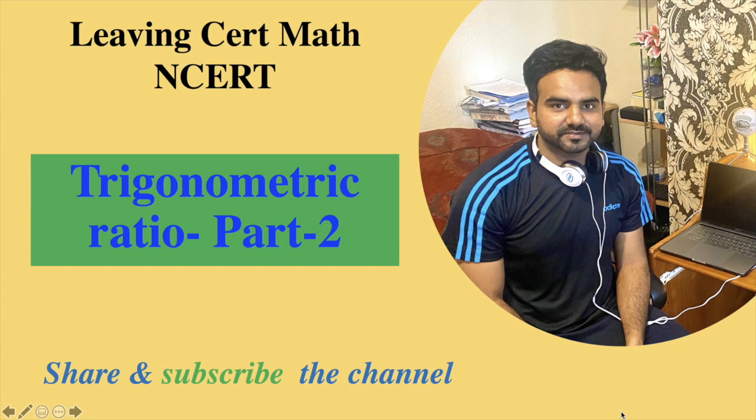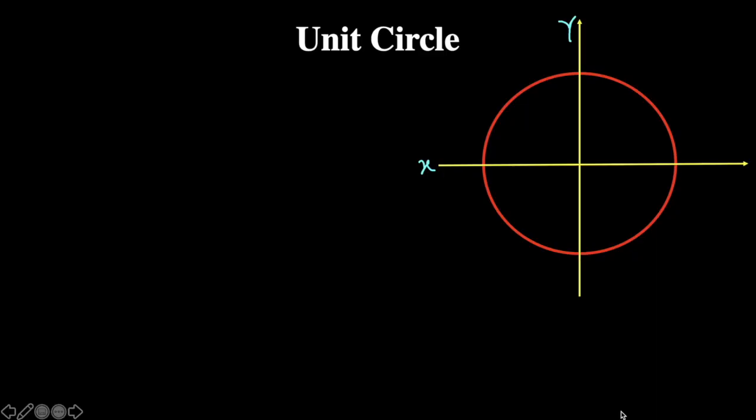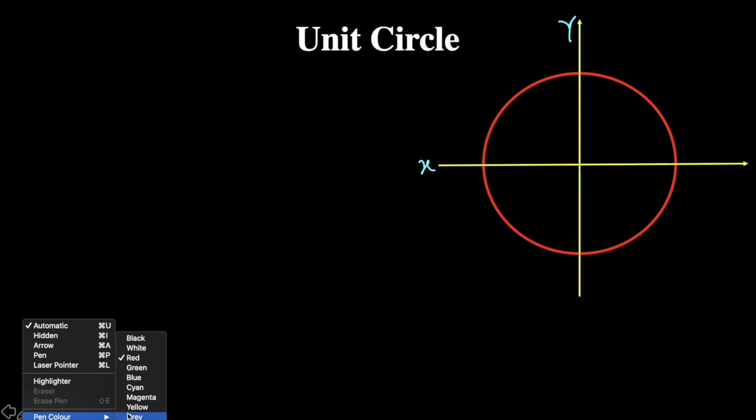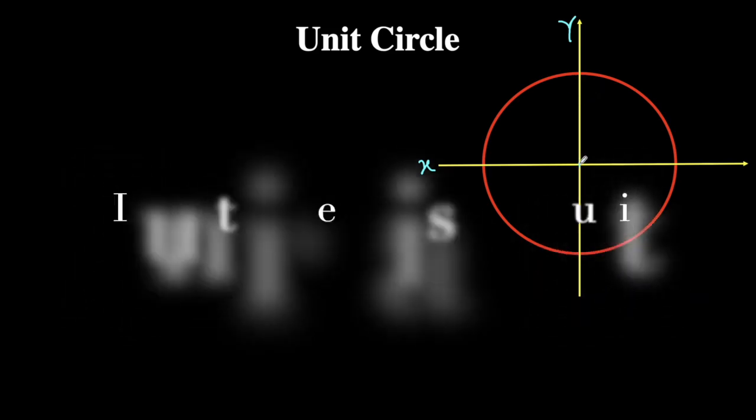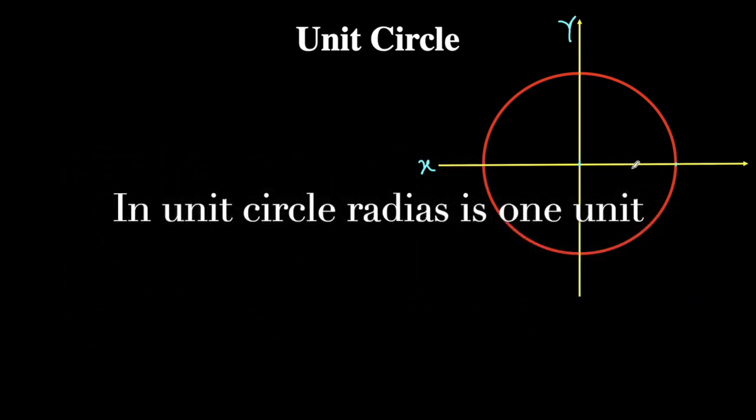So let's start with today's topic. The first topic is the unit circle. What is the meaning of the unit circle? A unit circle is a circle whose radius is 1, which means that from here to here this is 1. Let's take a point and connect it. Assume this is a straight line. So this radius is 1. That is the meaning of a unit circle.